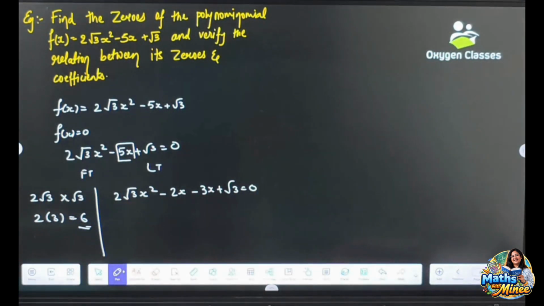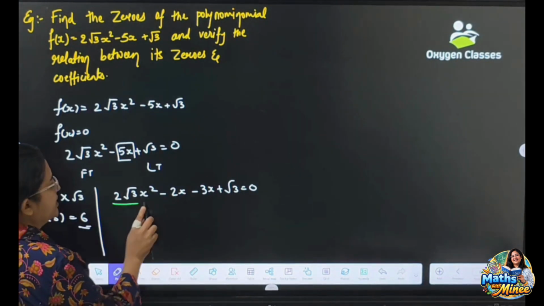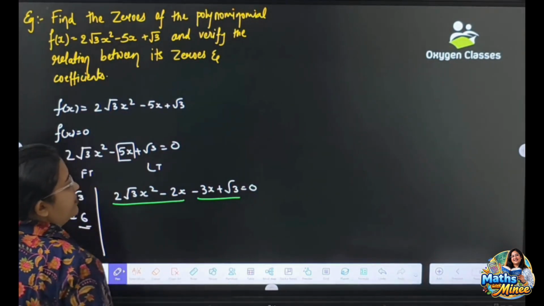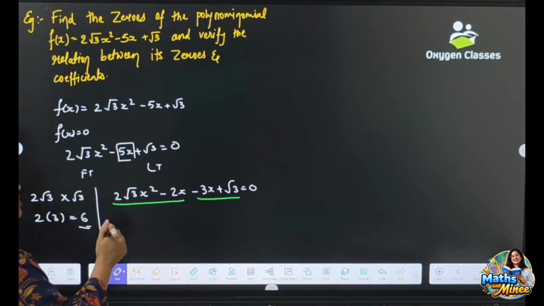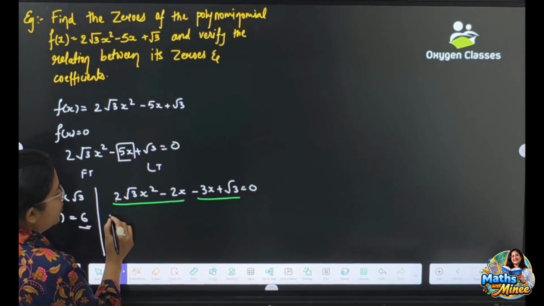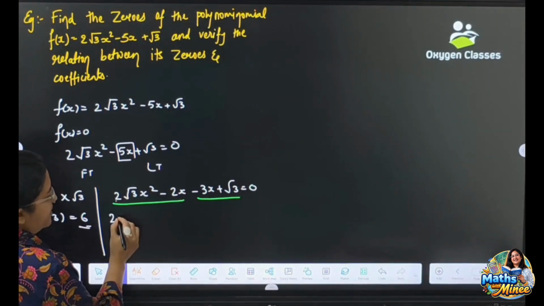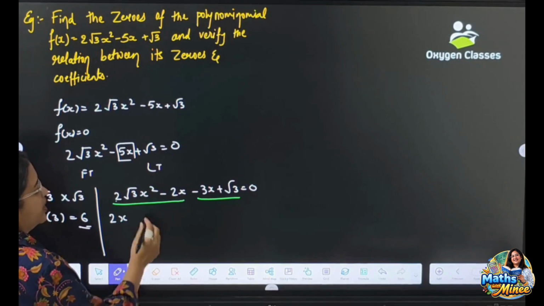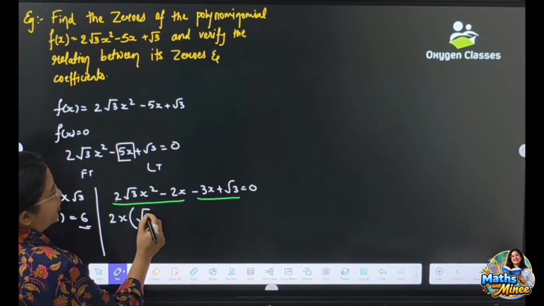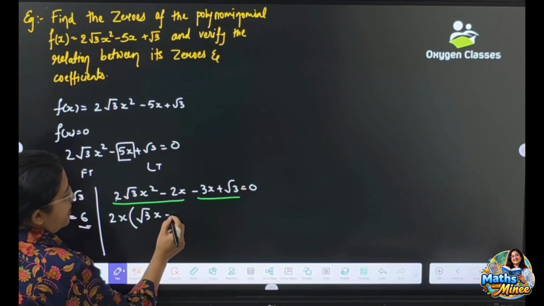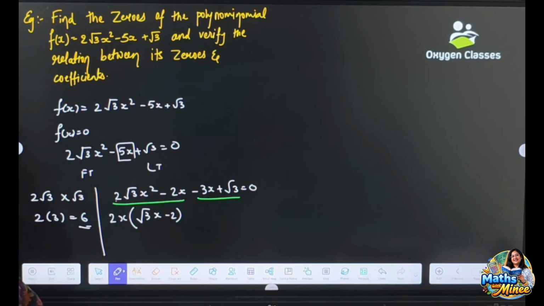अब क्या करना है? We have to make a pair. This is our one pair, this is our second pair. Now we have to take out the common. चलो पहले में तो कोई इश्यू नहीं है कि भाई मेरे पास 2 है, I can take out common. मेरे पास x है, I can take out common. So with the first term क्या बचेगा? We can have root 3x minus 2, right?